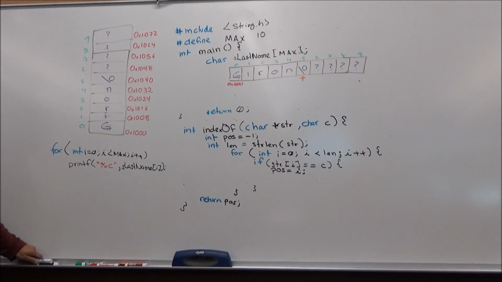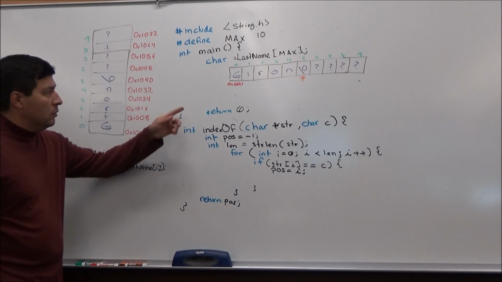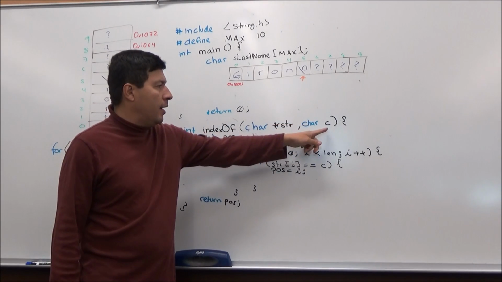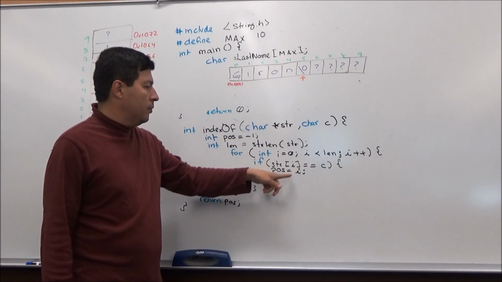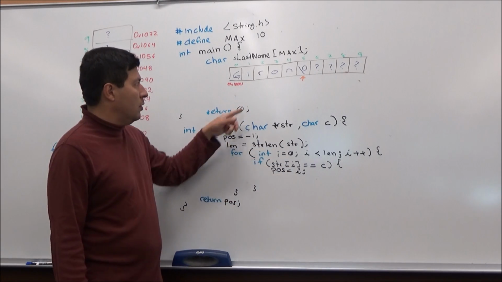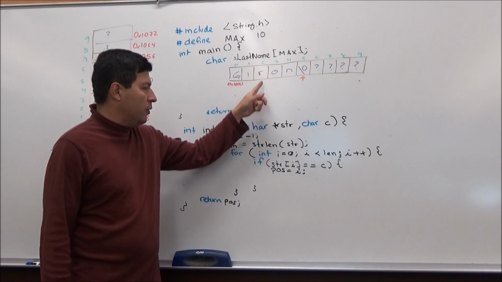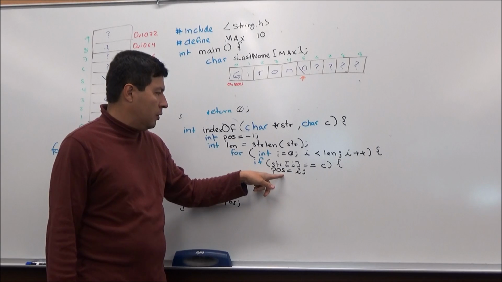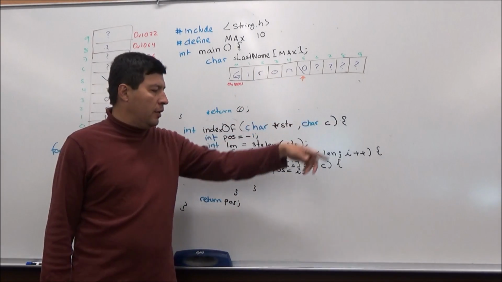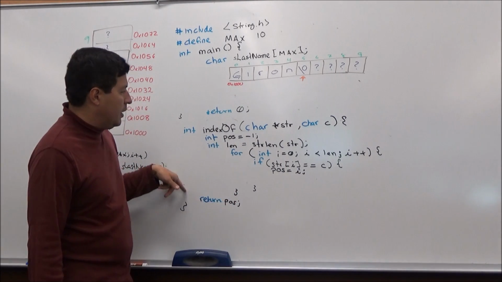So if I'm looking for the letter R, I start at 0. 0 equals to R? No, nope. Just goes to I equals 1, then I equals 2. Yeah, that's true, so the position is 2 here. And it finishes all the way to the end, and then returns that 2.